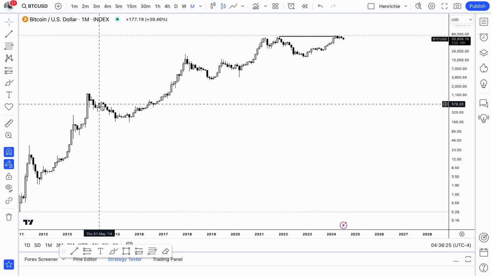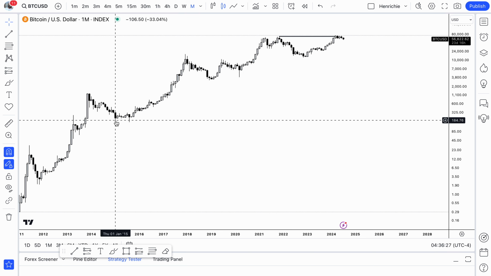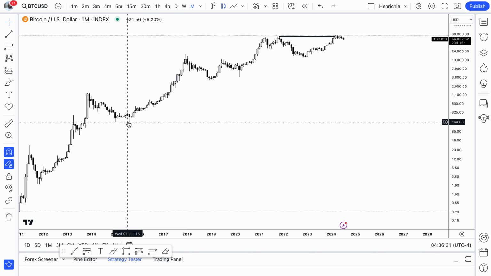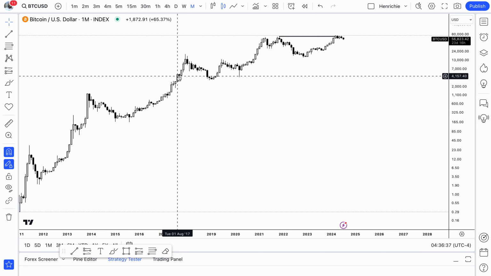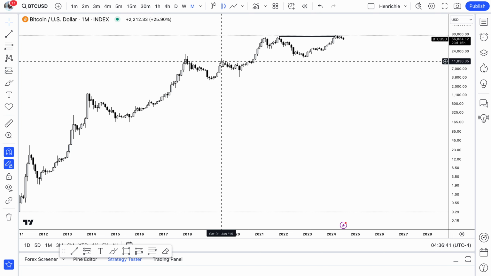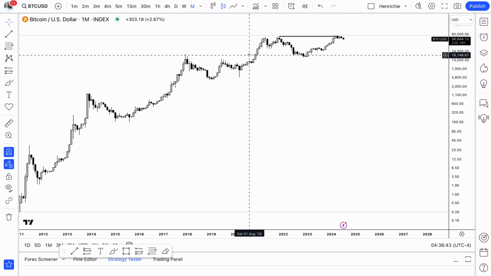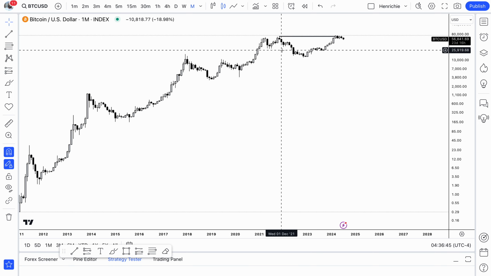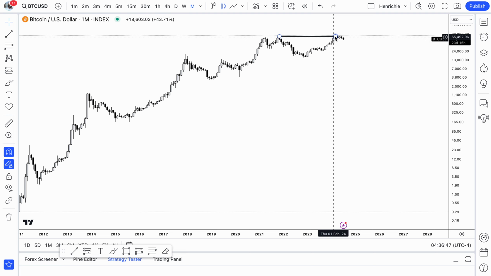If you had sold this, yes, you would have made money, but someone who was patient waiting for price to come to a discount zone, extreme discount zone to buy, that person would have made way more money. If you bought here, you would have made a lot of money, way more money.